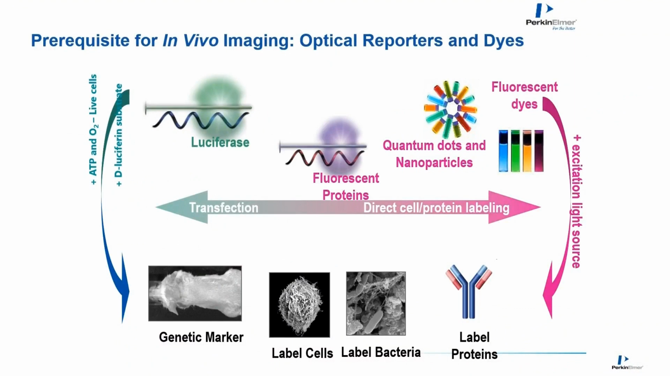There are certain prerequisites before in vivo imaging can be done, such as producing optical reporter proteins or dyes that we need to introduce into cell lines, microorganisms, or biomarkers of interest so that we can visualize, track, detect, and locate them in these small animal models before performing longitudinal studies.